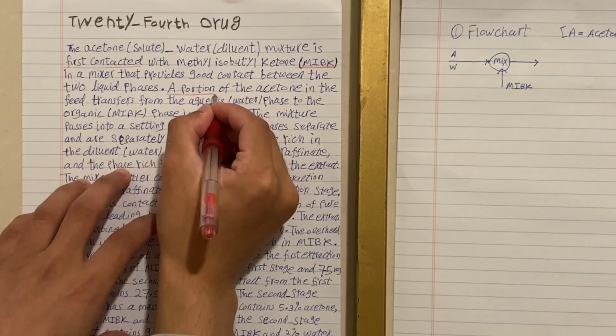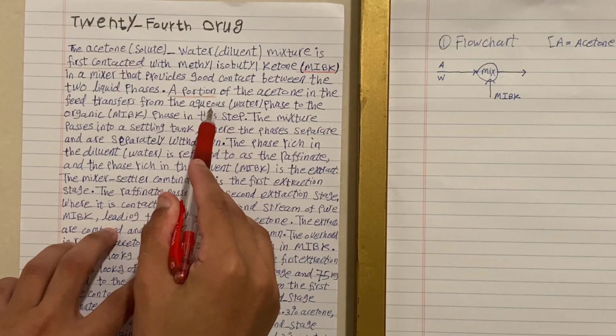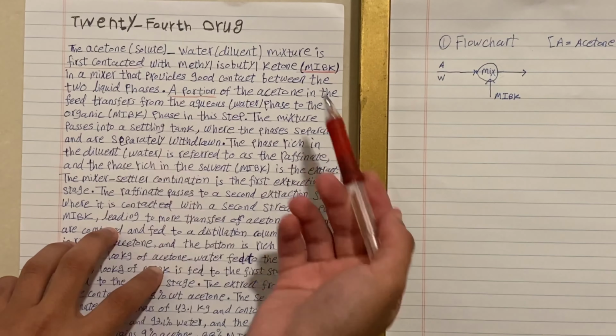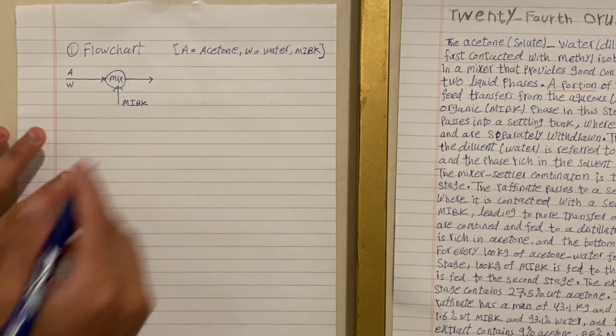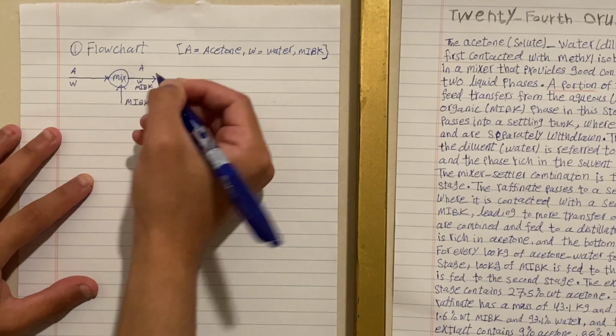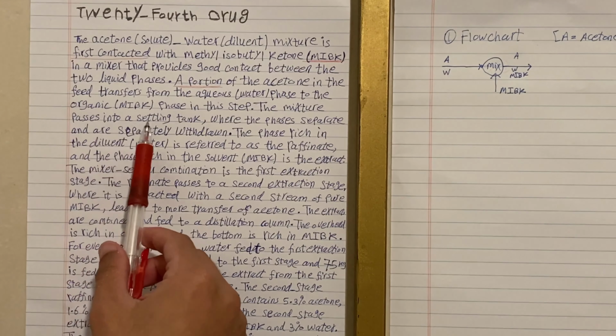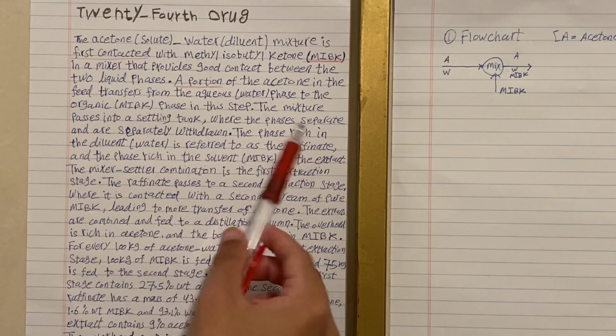Going back to the question, a new keyword, a portion, which means some of the acetone in the feed will transfer from the aqueous, which is the water phase, to the organic, which is the MIBK phase. We will have a stream of A and then W and then MIBK. All of them got mixed together inside the mixer. The mixture passes into a settling tank where the phases separate.